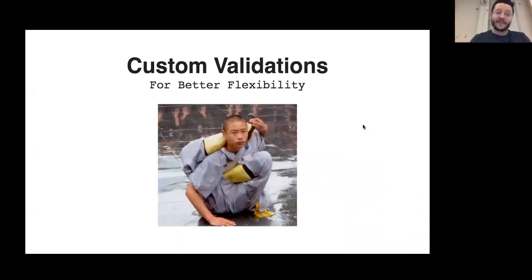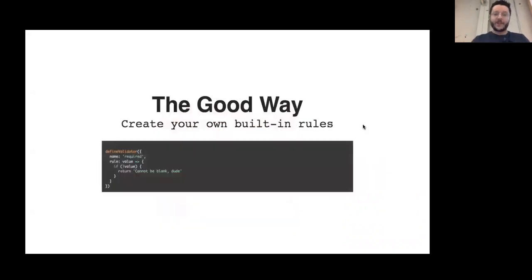But in any case, to perform custom validations, there's actually 2 ways to do it. The first way is perfectly good, and it's creating your own built-in rules, and you do that with the define validator function. In this case, we would be overriding our required validation, and just having it return a new message: cannot be blank dude. So I'm just going to lift this right out of here, and let's use it.